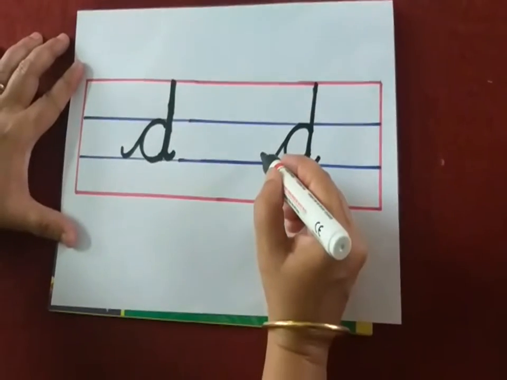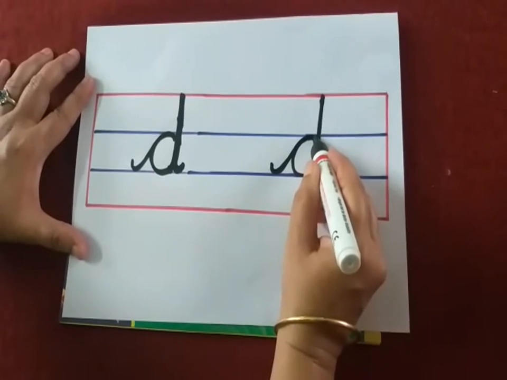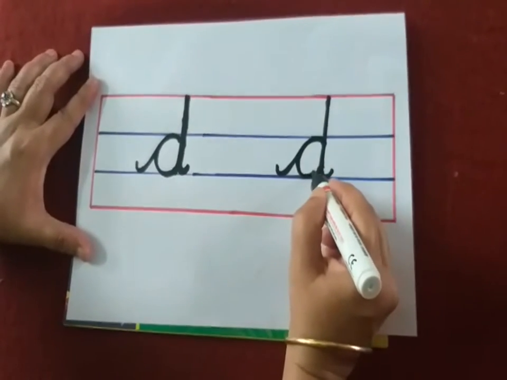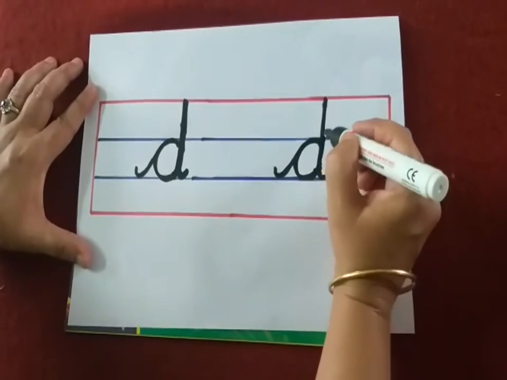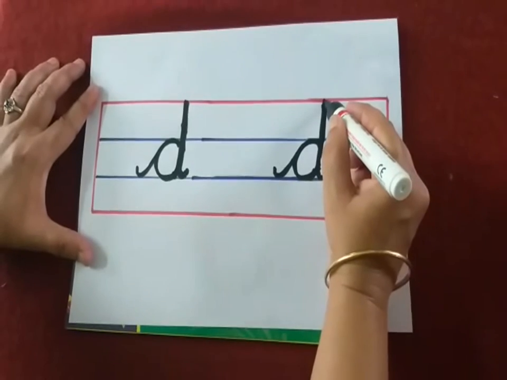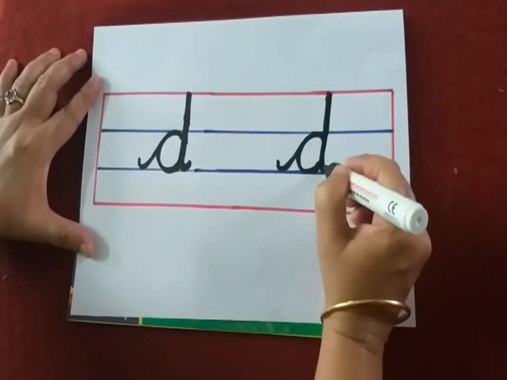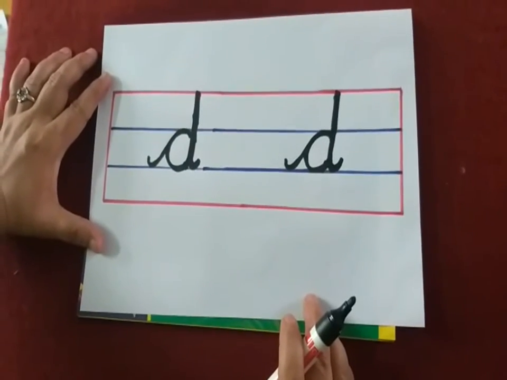Once again, make a small curve, go up to the second blue line, come down to the third blue line, like C you have to make. Now from down you have to go up to the first red line, come down to the third blue line and make a small curve, small cursive letter D.